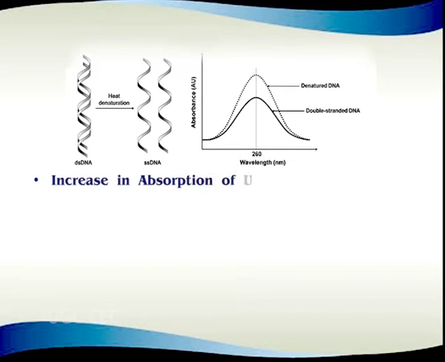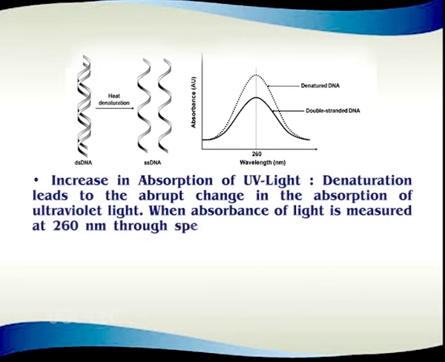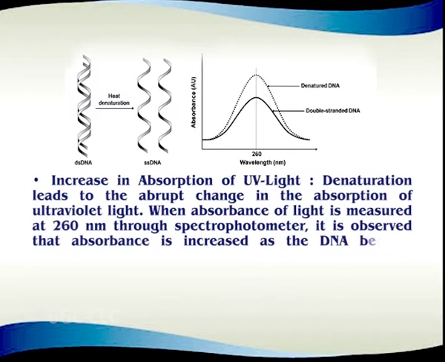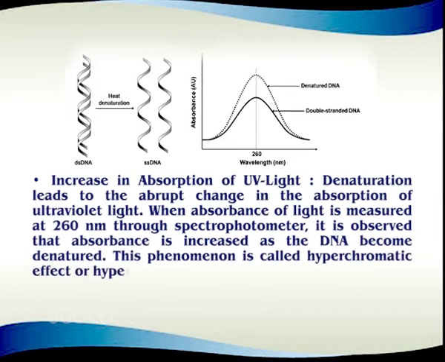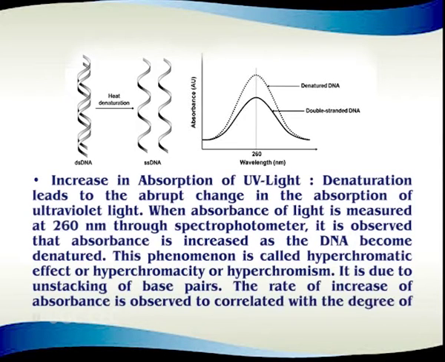Number 1, increase in absorption of UV light. Denaturation leads to the abrupt change in the absorption of ultraviolet light. When absorbance of light is measured at 260 nanometers through a spectrophotometer, it is observed that absorbance is increased as the DNA becomes denatured. This phenomenon is called hyperchromic effect or hyperchromicity. It is due to unstacking of base pairs. The rate of increase of absorbance is observed to correlate with the degree of denaturation.